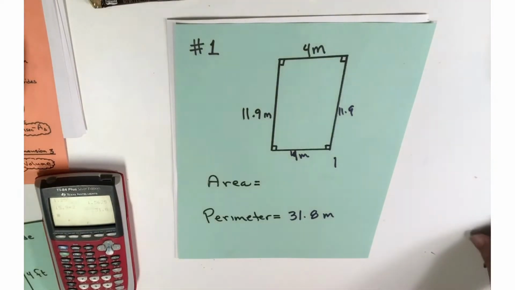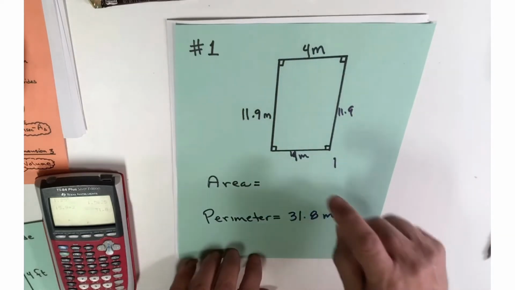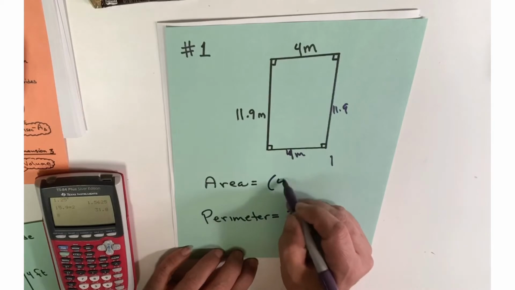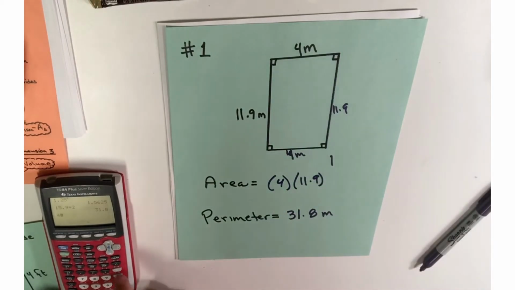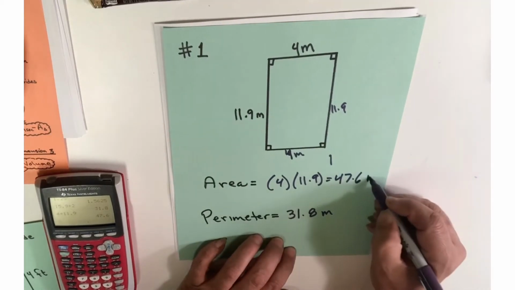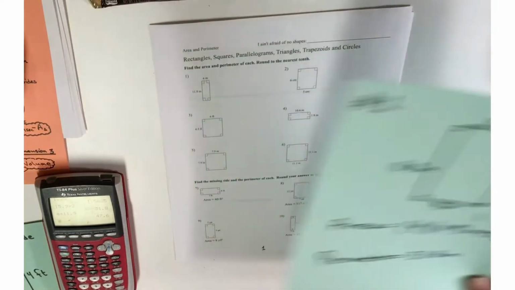Okay, so all you have to do is just add them all the way around. The area, you multiply the length times the width, so your length is 4, your width is 11.9, and 4 times 11.9 is going to equal 47.6 meters squared. There's number 1.